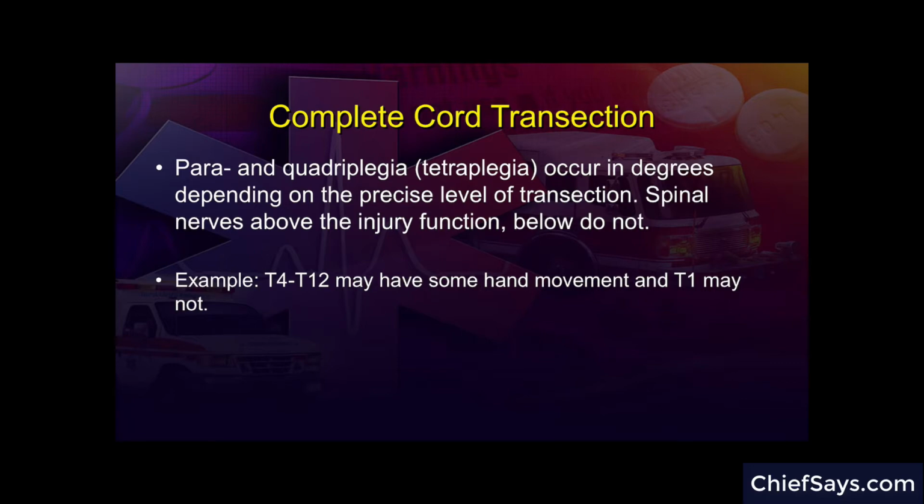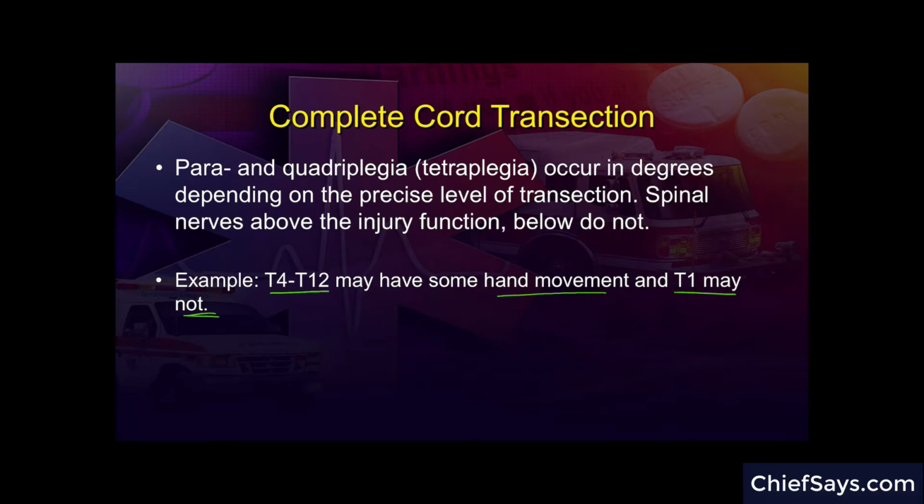For example, injuries that occur between T4 and T12, where we have a cord transection, may still allow some hand movement to occur, but an injury at T1 may not, because at the level of T1, we're still branching to communicate with all regions of our hand. But if we are below T4, some function in the hand may still be present, but likely not all of the arms, sensation, and movement present.